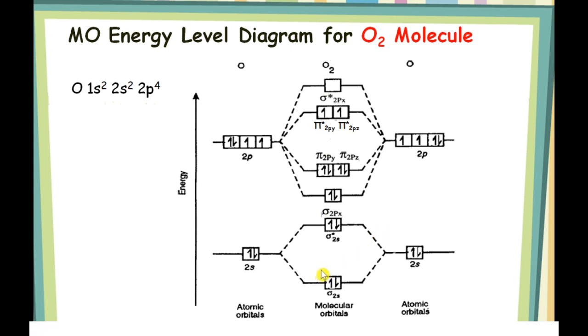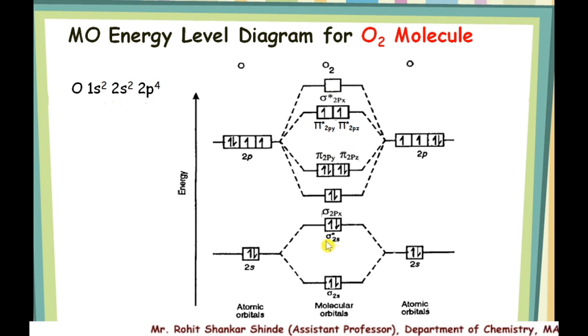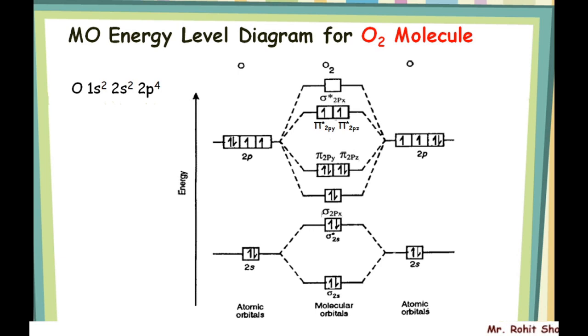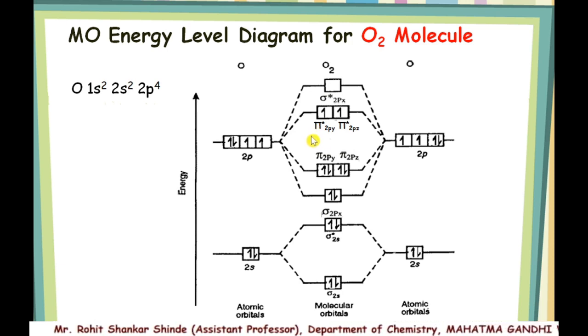The first 2 electrons go to the sigma 2s bonding molecular orbital. Next 2 electrons are occupied in sigma star 2s anti-bonding molecular orbital. After this, 2 electrons go to the sigma 2px BMO, and next 4 electrons go to the pi 2py and pi 2pz bonding molecular orbitals. Those are the degenerate molecular orbitals. The last 2 electrons occupy the anti-bonding pi star molecular orbital.